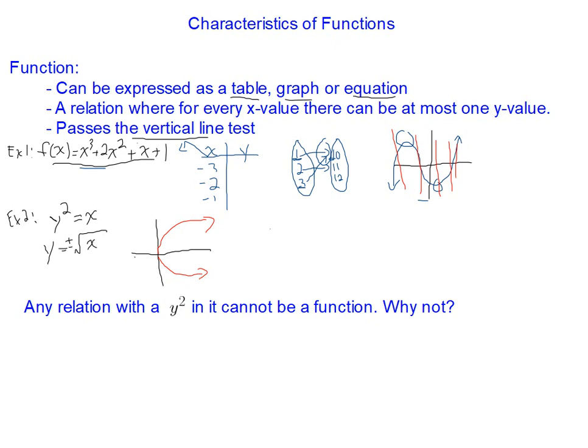So the point I'm trying to make here is that this relation does not pass the vertical line test because there are two y values for many of the x values. It fails the vertical line test, so this in fact is not a function.